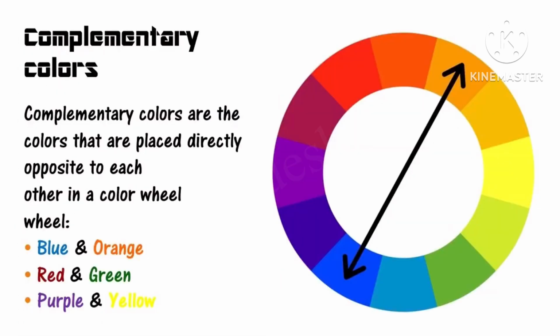Now we have complementary colors. So complementary colors are basically the colors present in a color wheel which are just opposite to each other, meaning whose positions are just opposite to each other, and there are 6 pairs in number in a color wheel. So we have examples like blue and orange, red and green, purple and yellow.